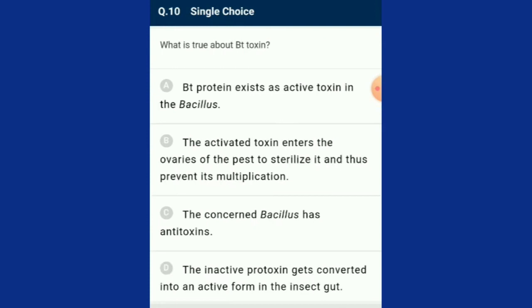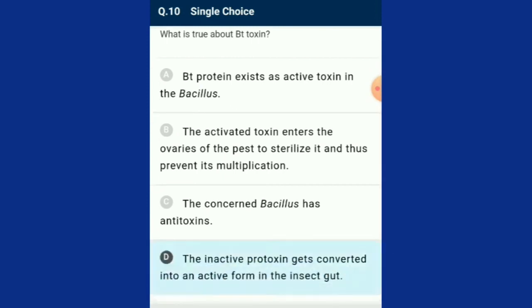Question number 10. What is true about Bt toxin? The Bt toxin is an inactive protoxin that gets converted into an active form in the insect gut. So the answer is option D. Bacillus forms protein crystals during a particular phase of its growth. These crystals contain a toxic insecticidal protein. Actually, the Bt toxin protein exists as an inactive protoxin. But once an insect ingests the inactive toxin, it is converted into an active form due to the alkaline pH of the gut, which solubilizes the crystals.